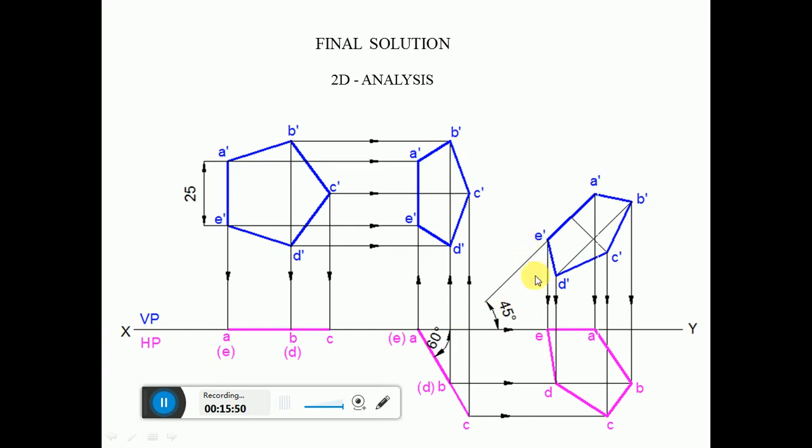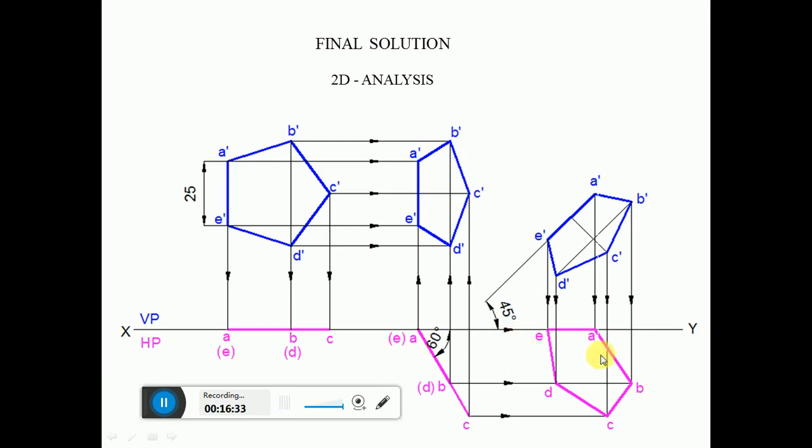Once you get this, draw a vertical projector from A dash and a horizontal projector from A to intersect at this point, and name the point as A. Similarly, draw a vertical projector from B dash and a horizontal projector from B to intersect at this point B. Similarly, draw a vertical projector from C dash and a horizontal projector from C to intersect at this point, and mark that point as C. Draw a vertical projector from D dash and a horizontal projector from D to intersect at this point. You mark that point as D. Similarly, draw a horizontal projector from E and a vertical projector from E dash. Both are going to intersect at this point, and you mark that point as E.